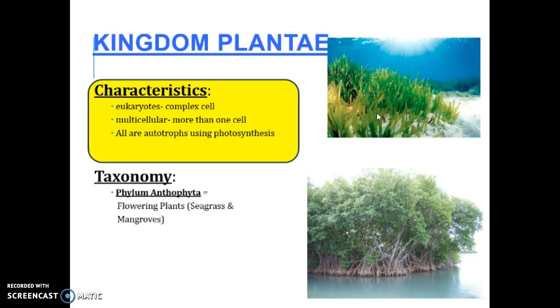Kingdom Plantae. This is just like it sounds. These are the plants. They're eukaryotes with complex cells, they're multicellular, and they're all autotrophs. They use photosynthesis to make their own energy, to make their own food.